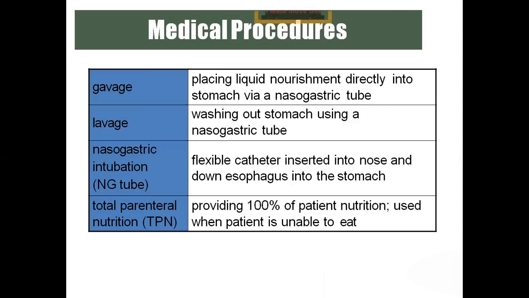And gavage. Gavage means placing liquids directly into the stomach via a tube called a nasogastric tube. And lavage. Lavage means washing the stomach with a nasogastric tube. If the person had any poisoning, then lavage is the process to wash the stomach. If the person is unable to eat food, then gavage is the process to give fluids. And nasogastric intubation, putting a flexible catheter into the nose, down the esophagus, into the stomach.